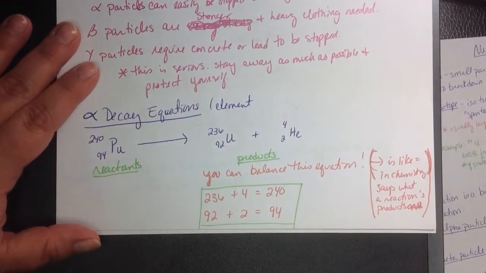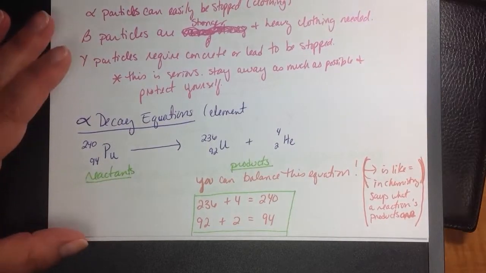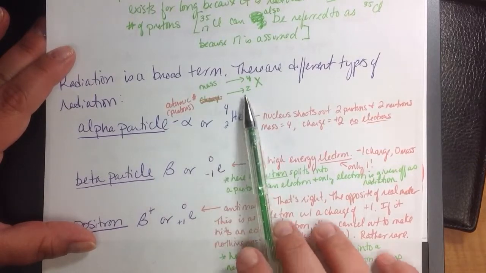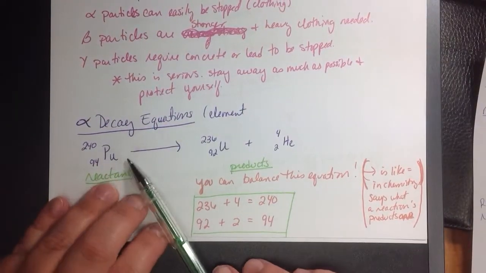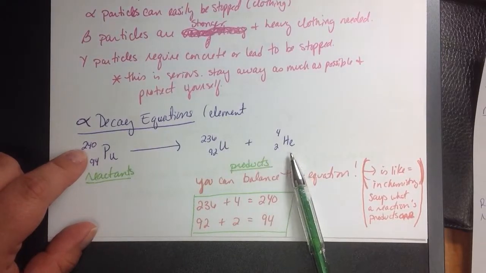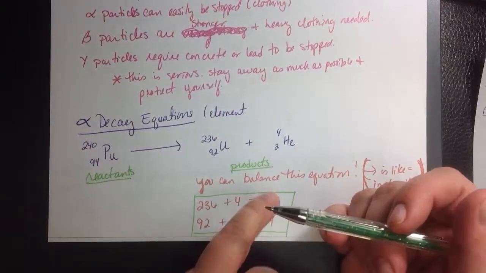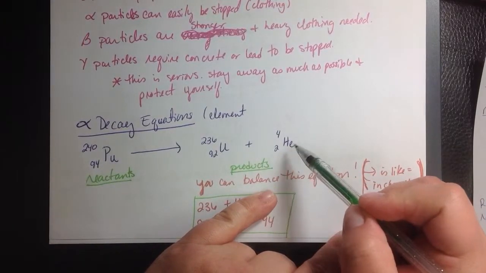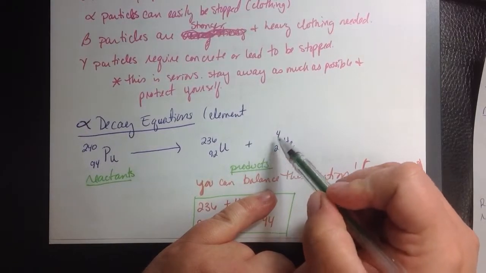Okay, so let's talk about the different types of decay and how we do these equations. I want to go back. Remember that an alpha particle is the decay of a helium atom. So here we go. This Pu-240 releases uranium-236 and a helium atom. Look through this with me real quick. This helium atom is an alpha decay. See how we have a mass of 4 and 2? That's exactly what we said before.